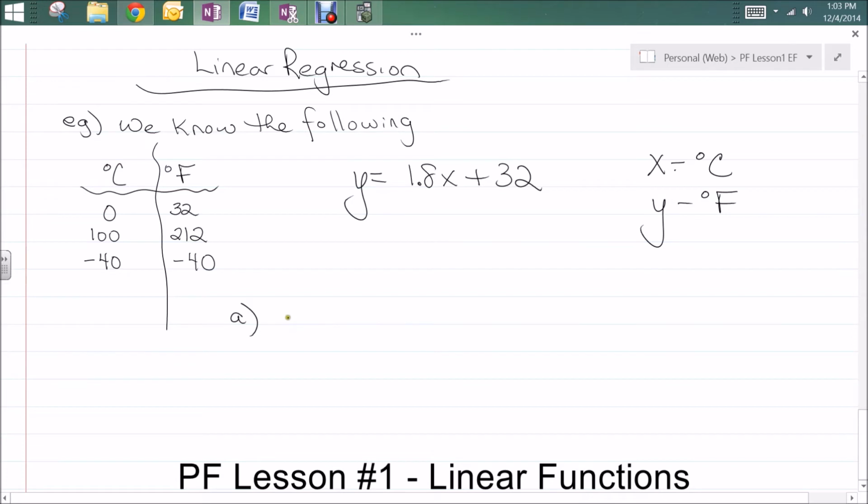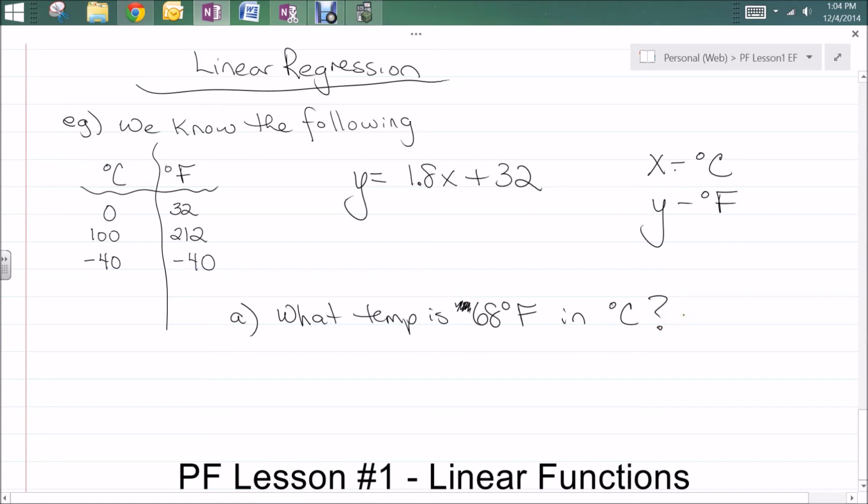A, okay, what temperature is 68 Fahrenheit, 68 degrees Fahrenheit. Okay. What temperature in degrees Celsius?